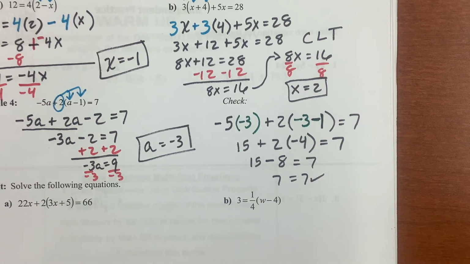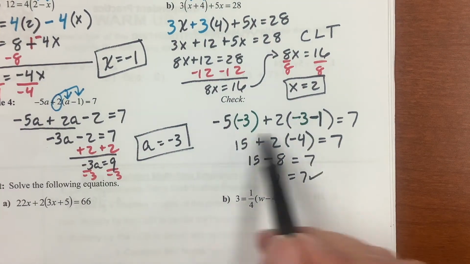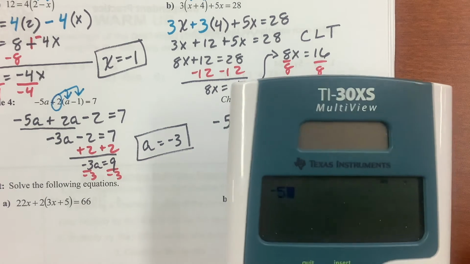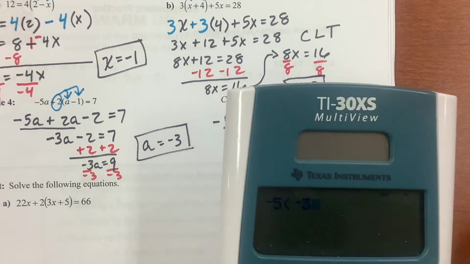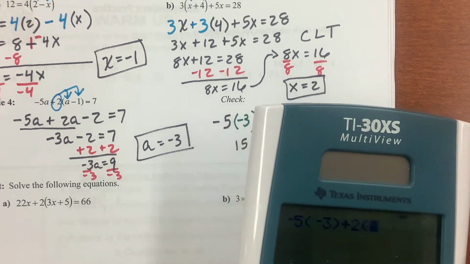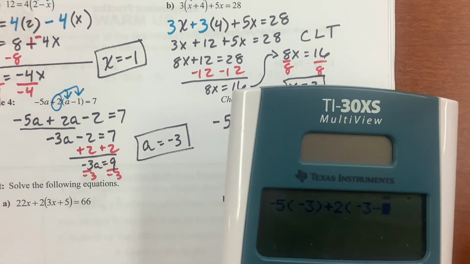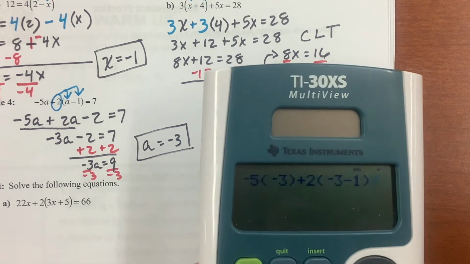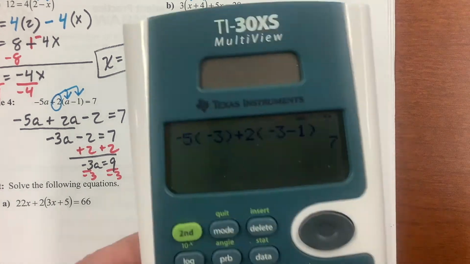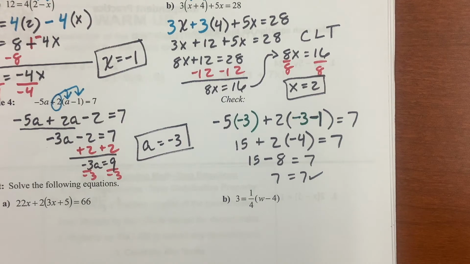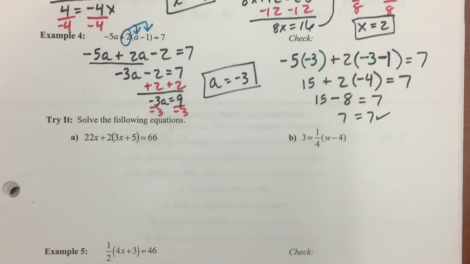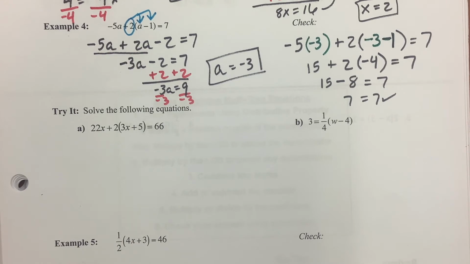Or, you could just put this side of it in the calculator. Negative 5 times negative 3 plus 2 times negative 3 minus 1 and get 7. Oh, can't even see it on this calculator. I think I need a new calculator. All right, you try the next 2 problems. And you better try them. If you don't try math, you don't learn math.